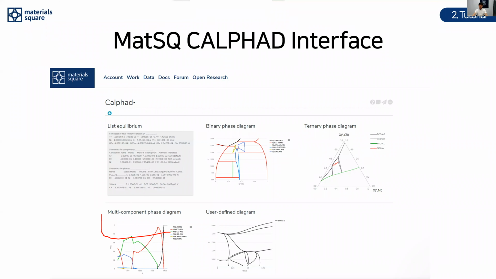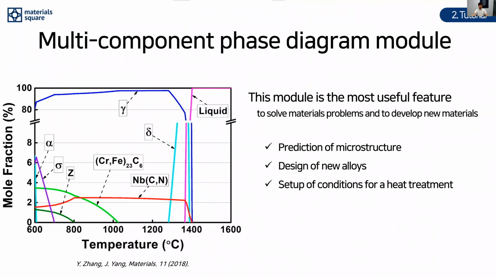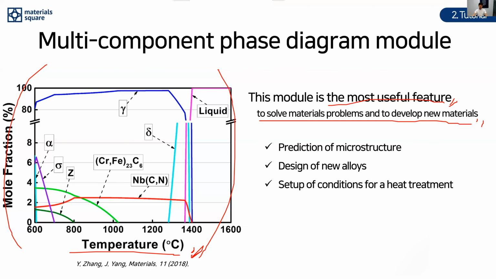Next, let's see the multi-component phase diagram module. This module is the most useful feature to solve material problems and to develop new materials. As shown in the following figure, the multi-component phase diagram provides the information on the phase types and the phase fraction according to temperature. Therefore, this module can be utilized to predict the microstructure, to design new alloys, and to set heat treatment conditions.